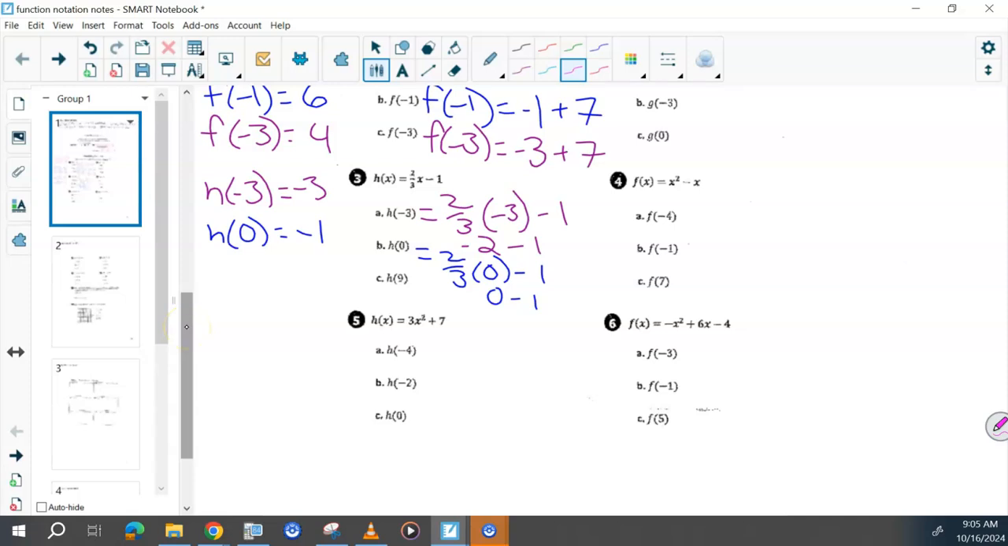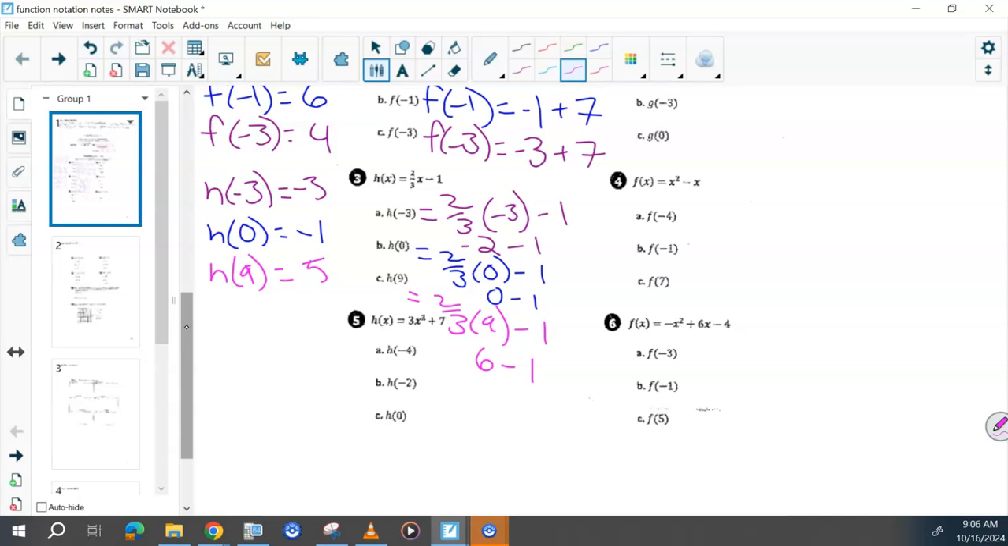And then for the last one, h of 9. 2/3 times 9 is what? This would be 18 over 3. And h of 9 is what? Okay. So the biggest part of this is when you put it in, make sure you are doing math correctly. That way you get the correct answer at the end.